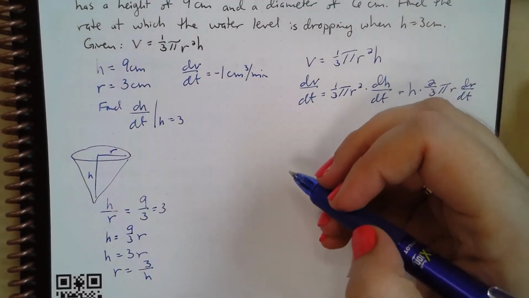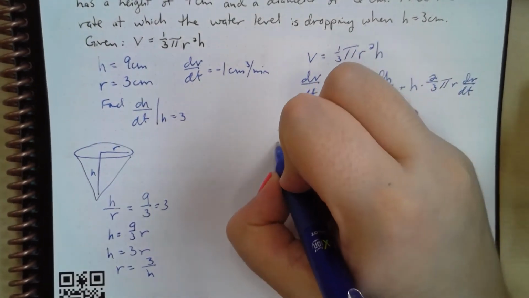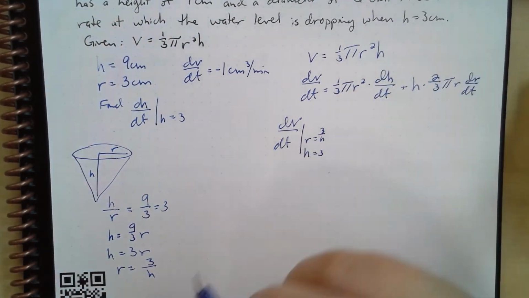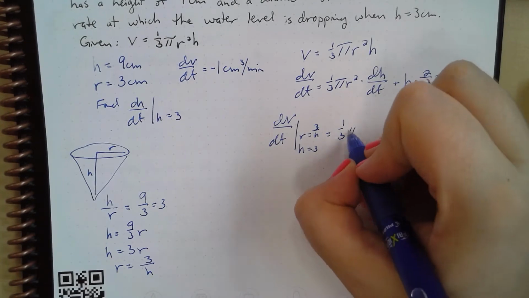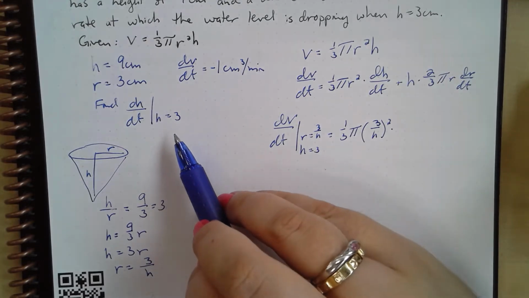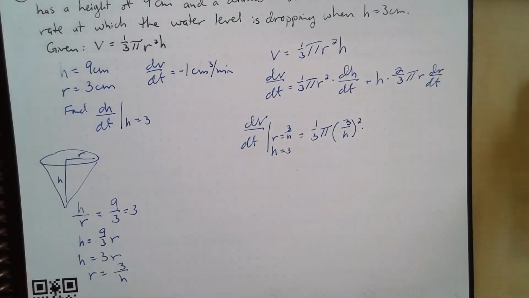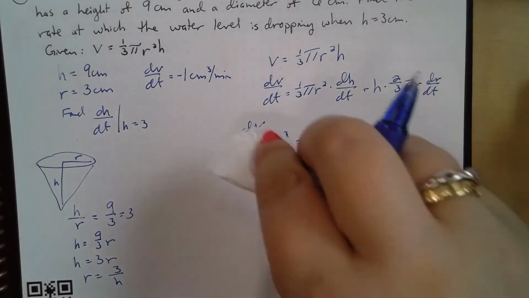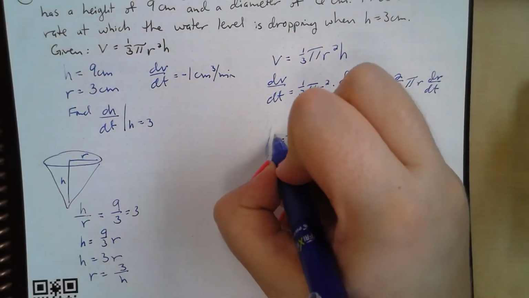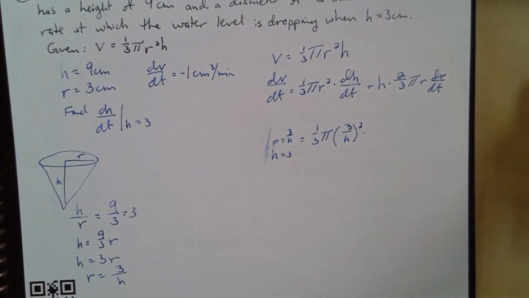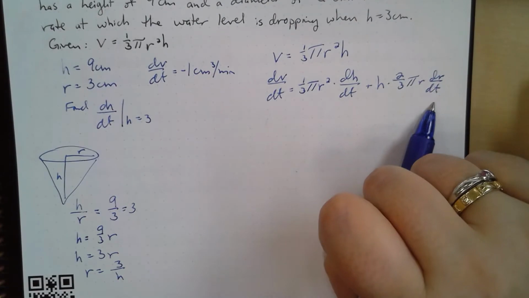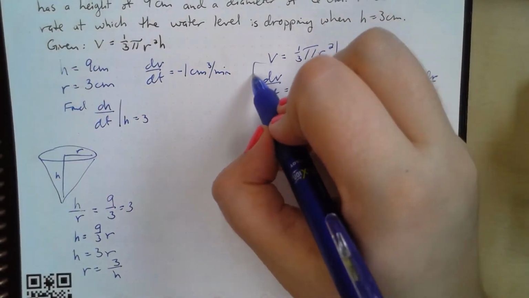So I'm going to go back here. So now I have dV over dt when h is equal to 3 and r is equal to 3 over h is going to be equal to 1/3 pi times 3 over h squared times dH over dt. And actually, I shouldn't even have written the dV over dt here, because that I already know, don't I? Dang it. I'm going to pause it one more time. I really kind of got ahead of myself here. So I'm going to go back to this original formula. Ignore that.